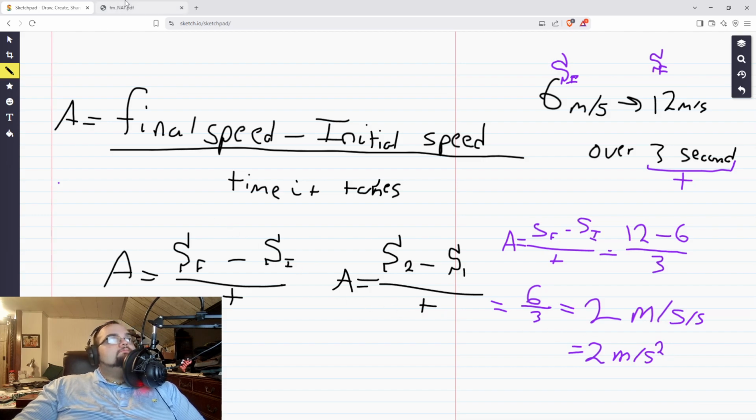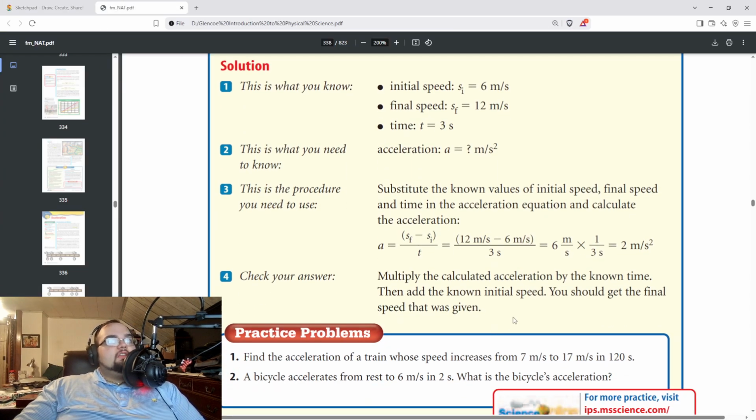Okay? And we check our answer, and we see the work's the exact same as we got. And it's 2 meters per second squared.